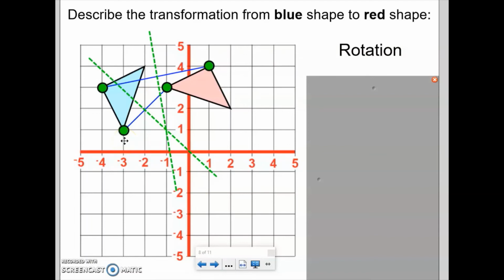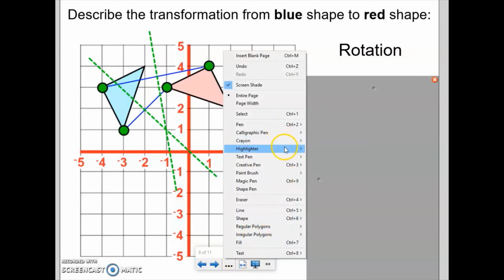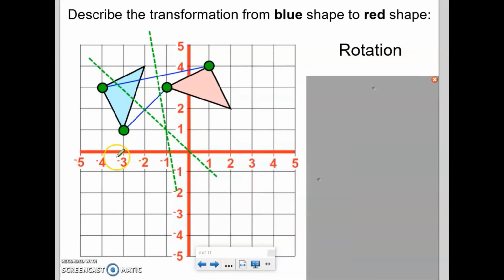So now what we're interested in is, where do these two perpendicular bisectors meet? If we look, we can see that both green dotted lines cross at this point here. And this is the point we can now accurately say is the center of rotation.